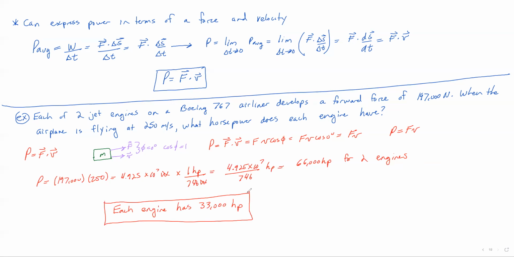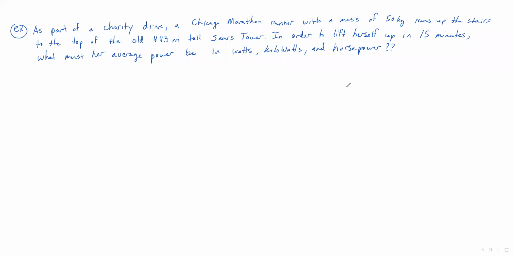So what I want to do is one more example, and then you should be able to do all your homework related to kinetic energy and work. So, okay, as part of a charity drive, a Chicago Marathon runner with a mass of 50 kilograms runs up the stairs to the top of what used to be called the Sears Tower. I don't know what it's called now, but it's 443 meters tall. In order to lift herself up in 15 minutes, what must her average power be in watts, kilowatts, and horsepower?